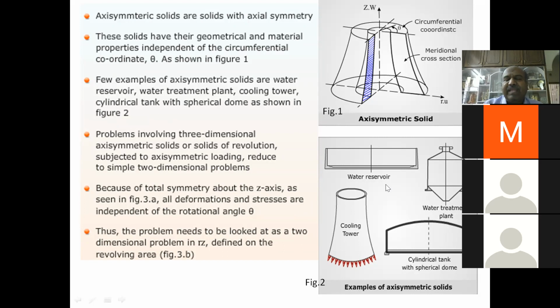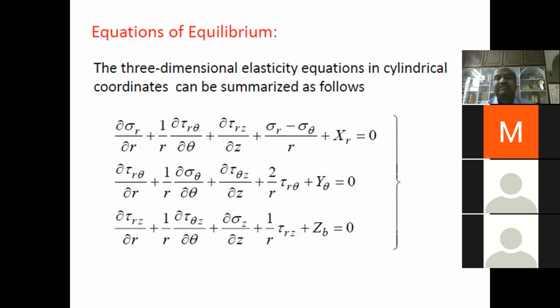You can have examples like cooling towers, water reservoirs, water treatment plants, cylindrical tanks. Whether it is cylindrical or spherical, you will have different shapes. Sometimes the axis of symmetry may be the radial axis, or the axis of symmetry may be the z axis. So depending on how the member is oriented, accordingly we will try to find out.